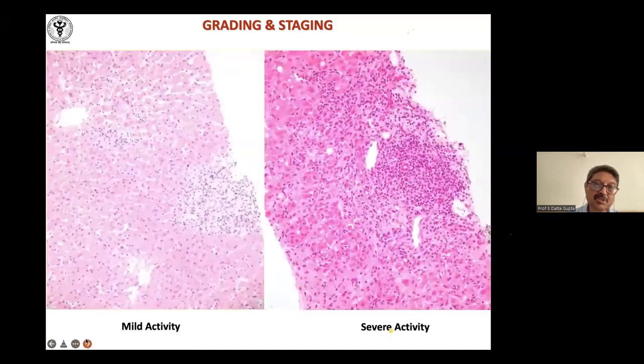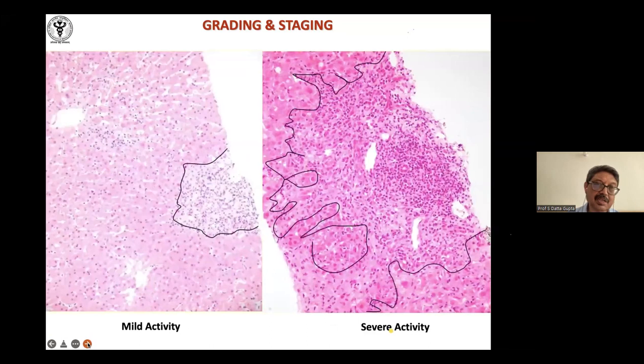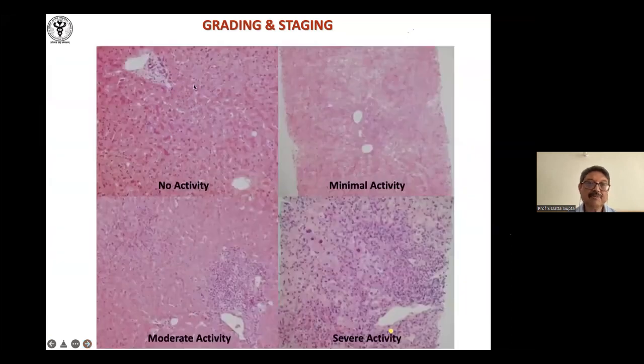So it depends on what you do. So this is mild activity, severe activity. So a similar thing you get to see. Okay. This is no activity. Yeah. This is minimal activity, moderate, severe.